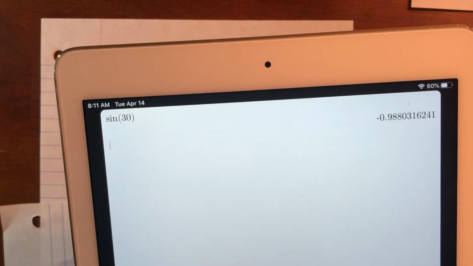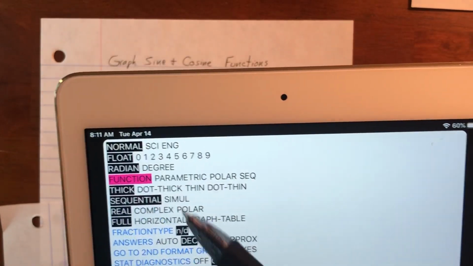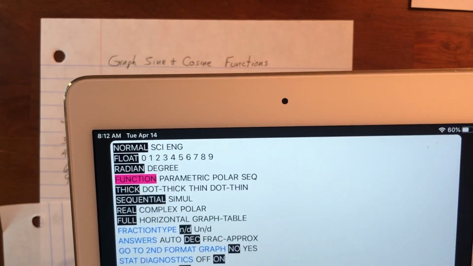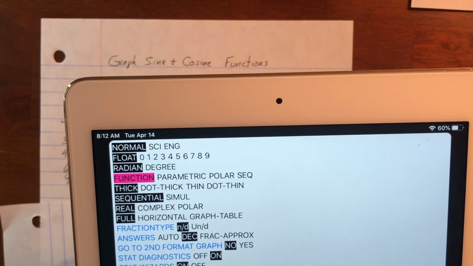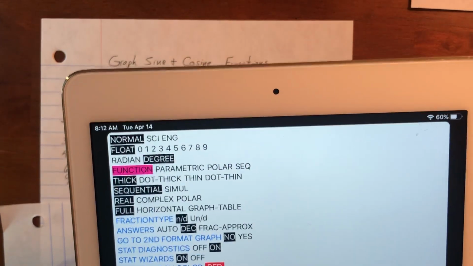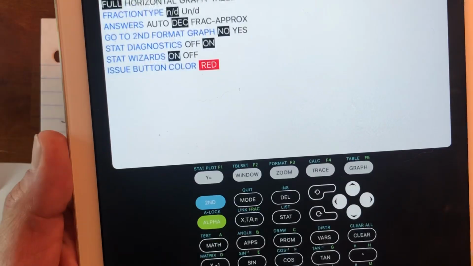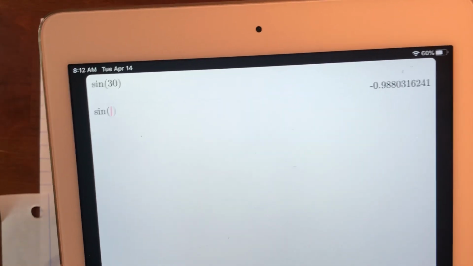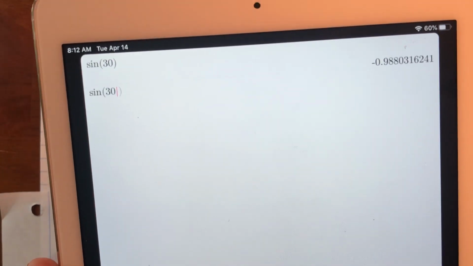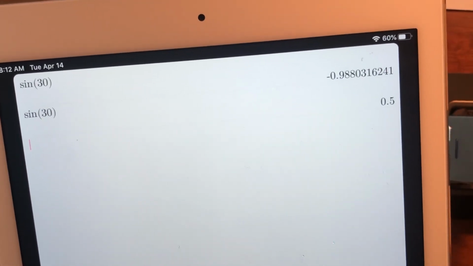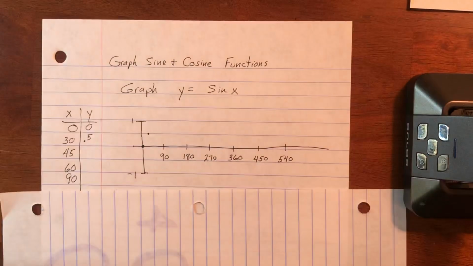Let's go to the mode. Notice on the mode that it has radians and degrees, and radians is right now the one that's highlighted. So my calculator's in radians mode, and I'm doing degrees, so I need to change that. Highlight degrees and hit enter. Then hit the second button and the quit button to go back to where you were. Let's try that again. The sine of 30 degrees. This time, hopefully, it says the right answer, and it does, 0.5. Okay, so let's keep going.